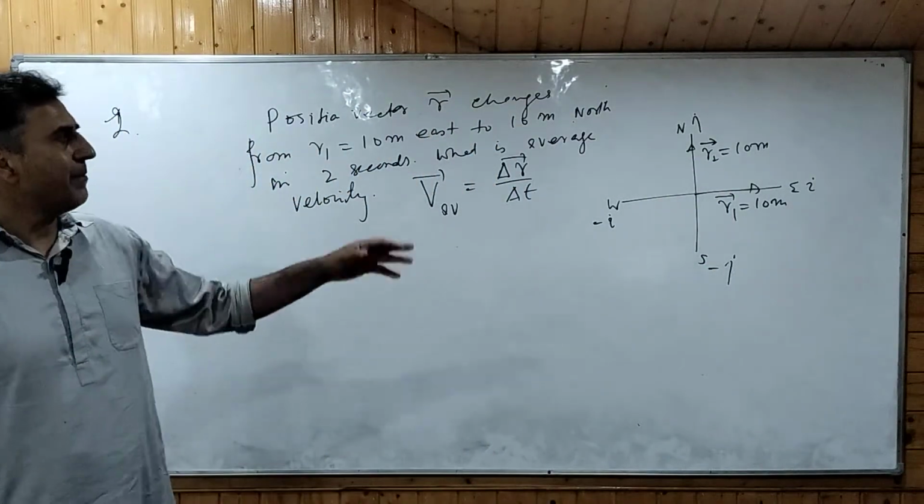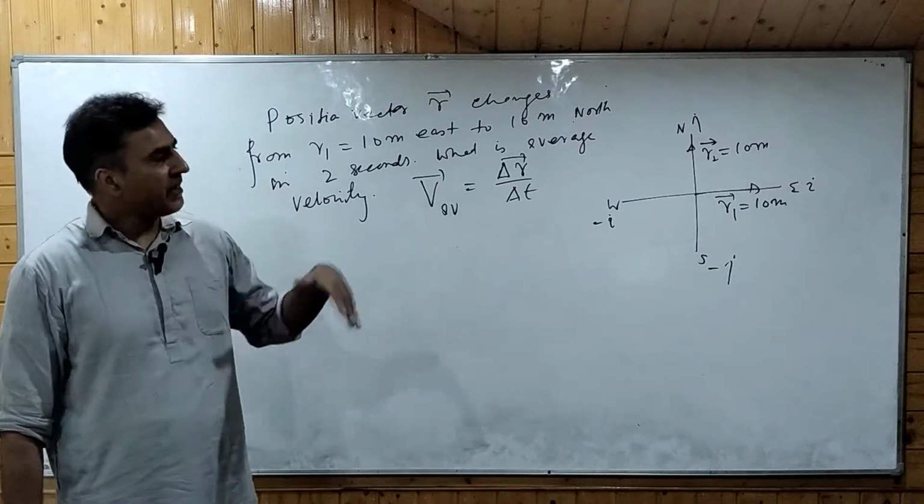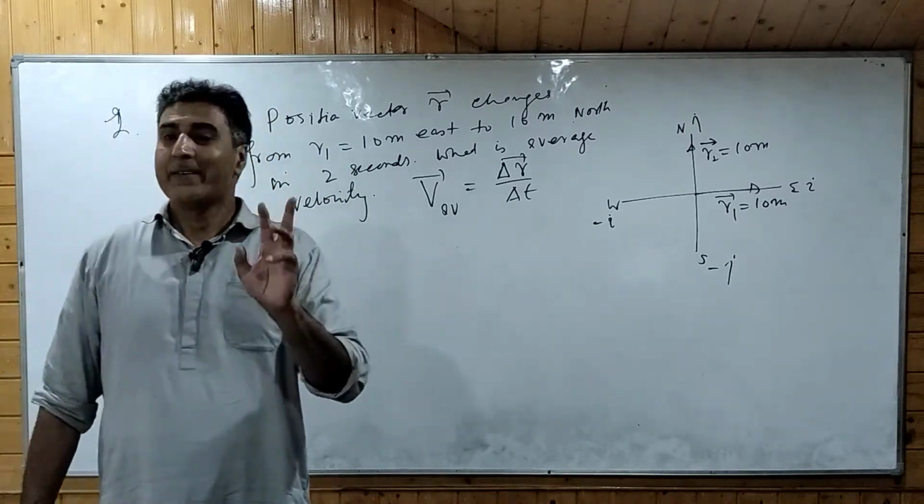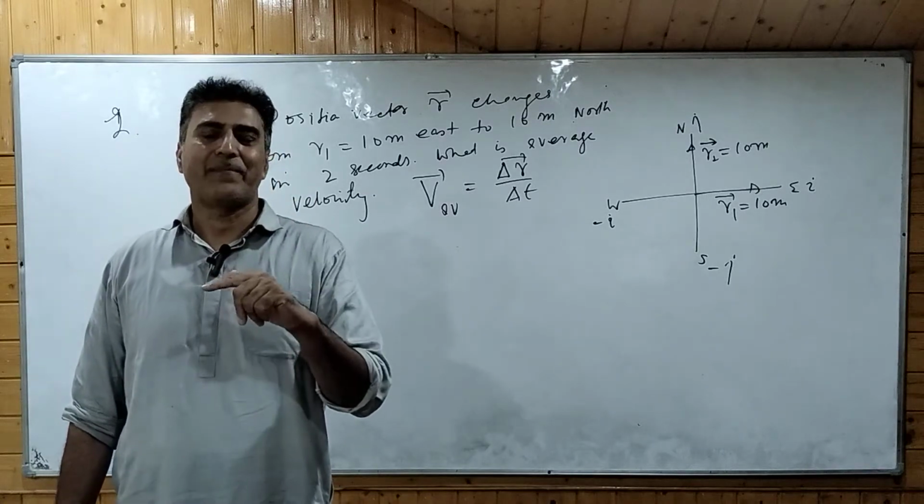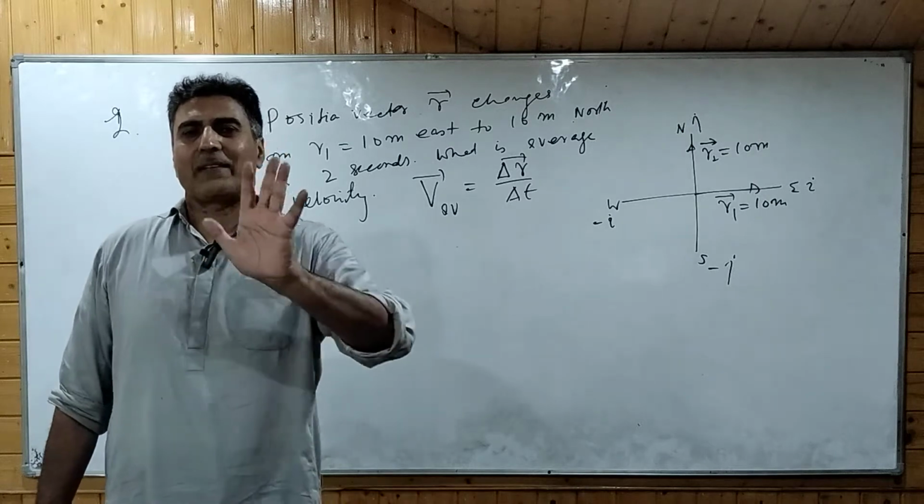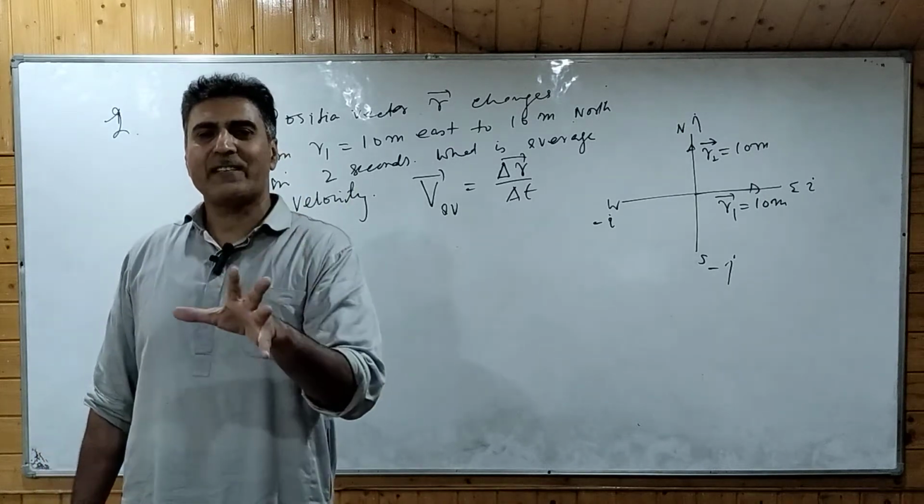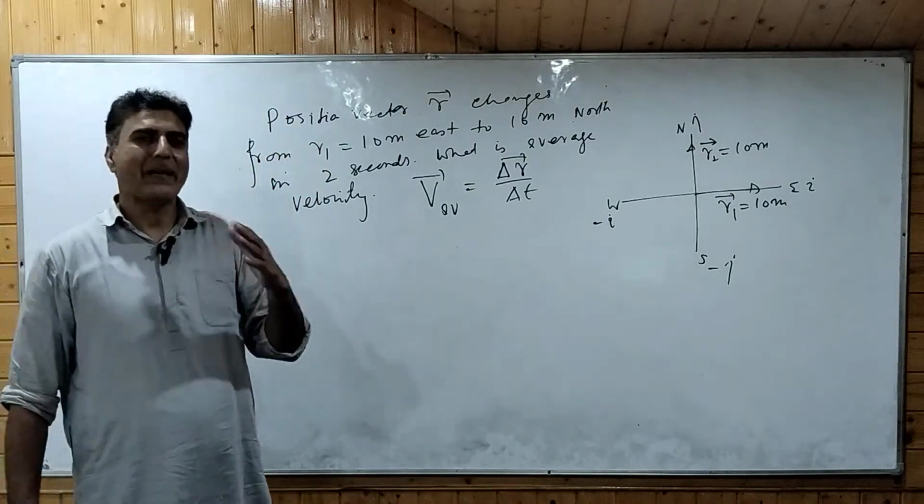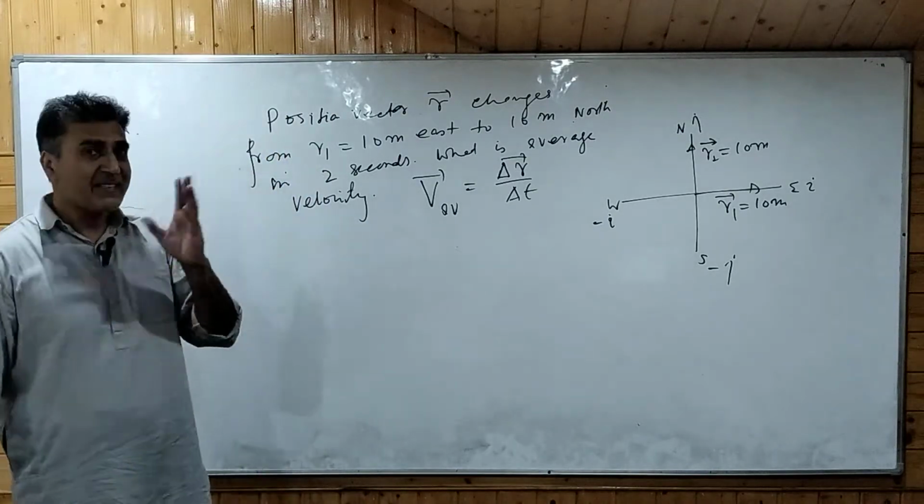That's very important. Sometimes you feel it is the same vector. No, it has direction also. Two vectors are equivalent only when their magnitude is the same and their direction is the same. If the magnitude is the same but the direction is different, it is a different vector. If the directions are the same but the magnitude is different, again it is a different vector. For two vectors to be equal, both magnitude and direction have to be the same.